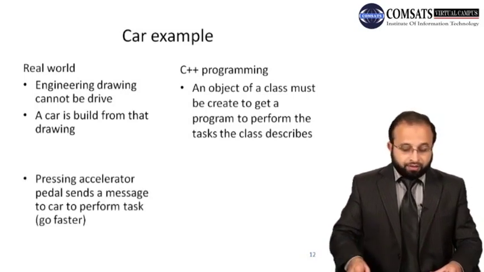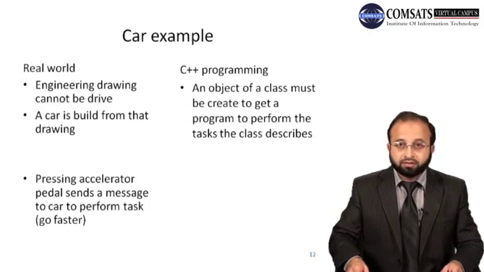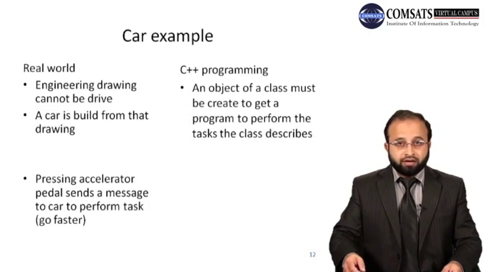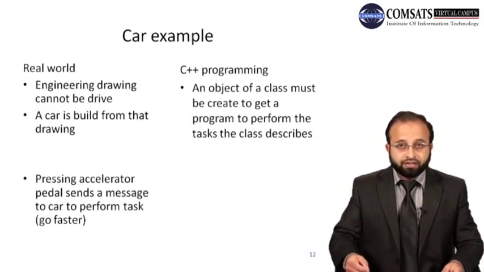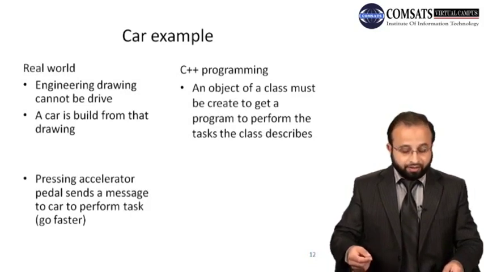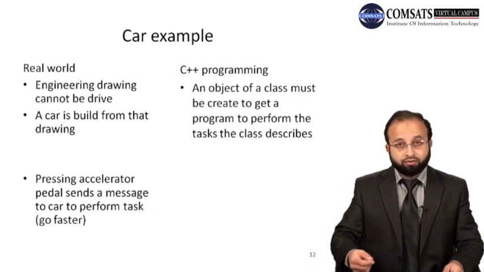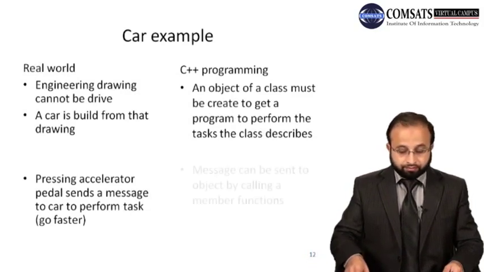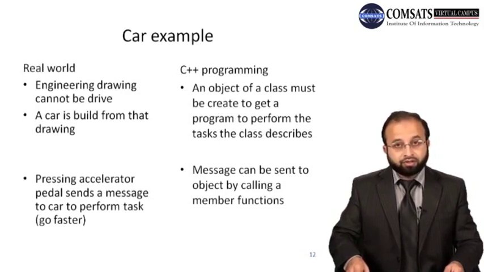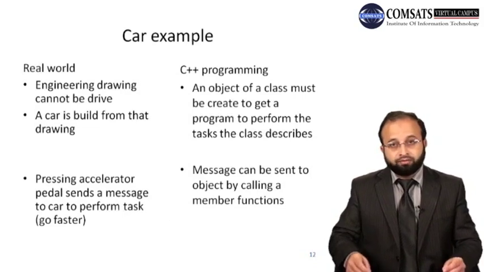Now in the real world, pressing the accelerator pedal sends a message to a car to perform a task. What task? Go faster. So this is a kind of message sending to a class. You are providing a message using the accelerator pedal interface, so that when you press that pedal, the car goes faster. In C++ programming, a message can be sent to an object by calling a member function. So you call the function.